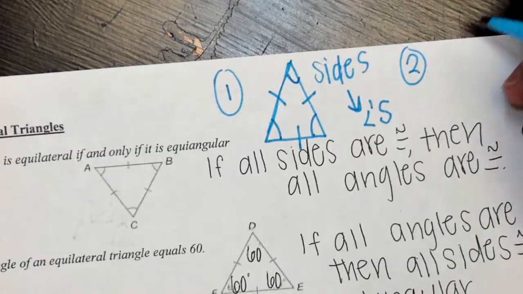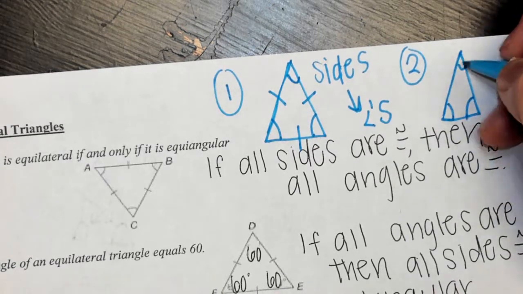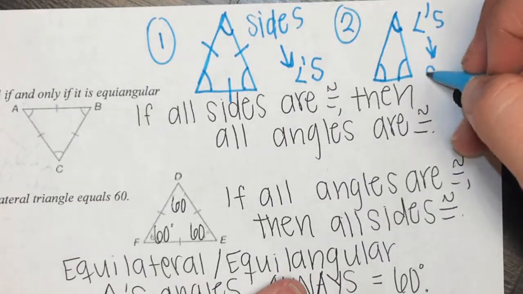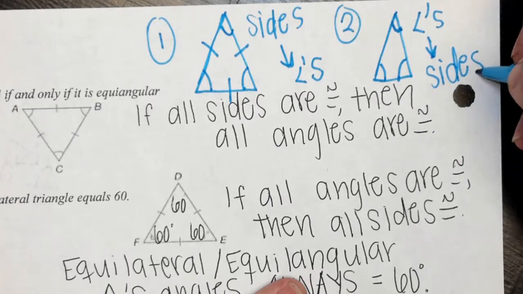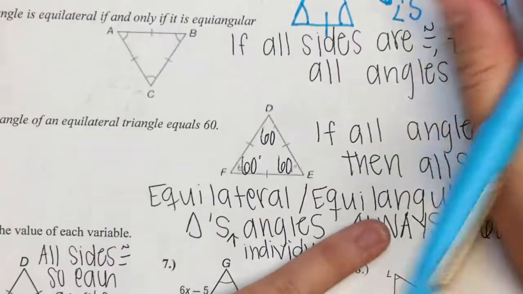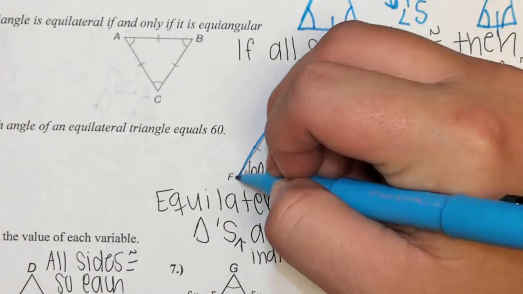Number two, it works the other way as well. If you know all the angles are the same, so you're going from angles, then you also know that the sides are the same. Same, same, same. Okay?